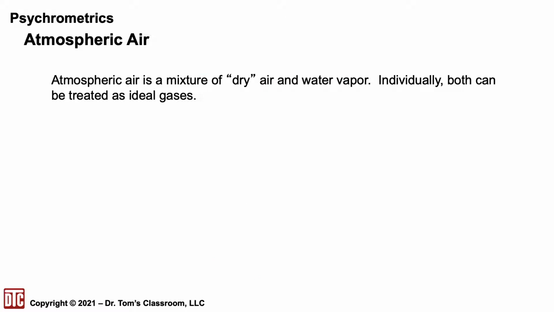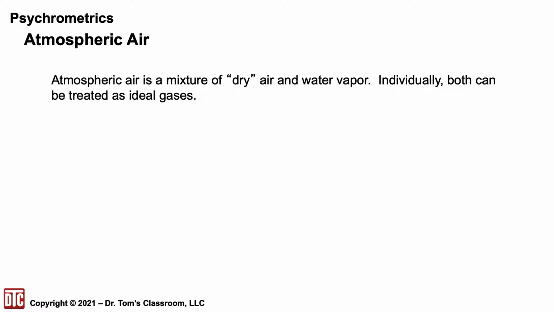Atmospheric air is a mixture of dry air and water vapor, and individually we can treat these as ideal gases. Psychrometrics is the study of water vapor in air. We can always treat dry air as an ideal gas because it's made of nitrogen and oxygen and argon. Those are all ideal gases. But you may remember from thermo class that steam, water vapor, really shouldn't be treated as an ideal gas.